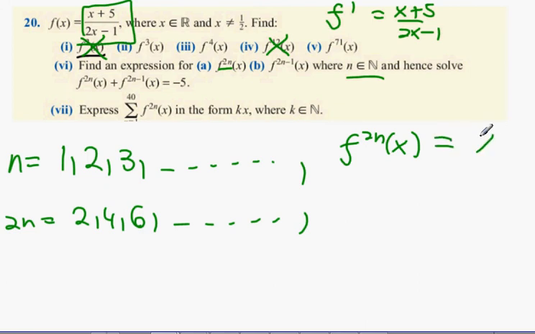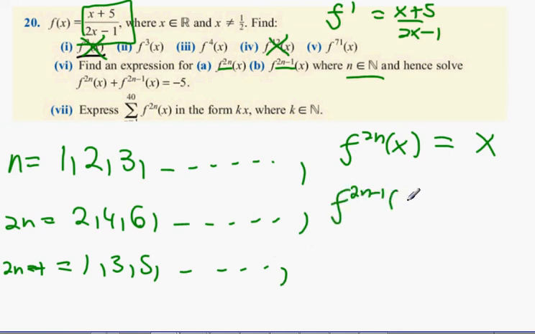Now what about this one, 2n minus 1? What's 2n minus 1 guaranteed to be? Odd. Because it's going to be 1, 3, 5, all the way up. So the answer is going to be x plus 5 over 2x minus 1. It's basically a complicated way of saying express the answer when f is even, f of 2, f of 4, f of 6, or when it's odd, f of 1, f of 3, f of 5, f of 7.